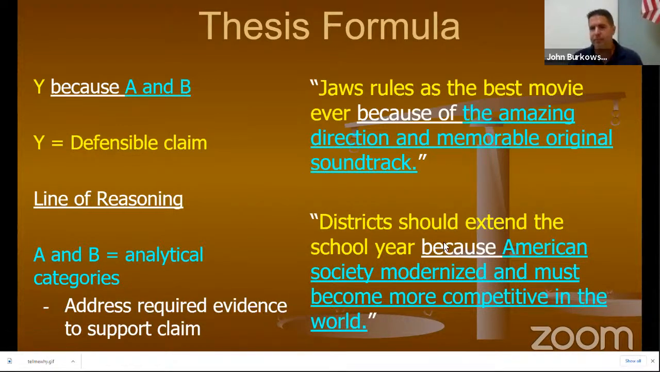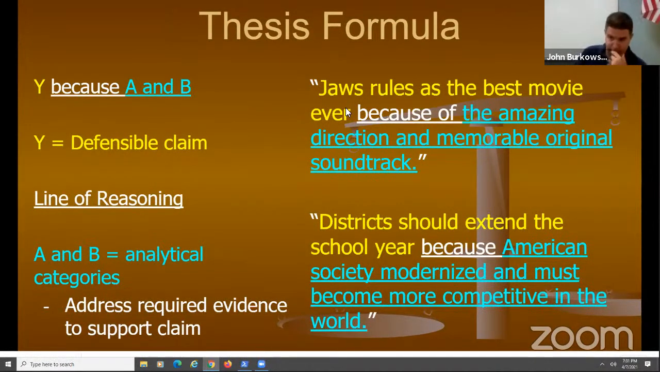All right, for example, and here are some basic examples, just to show you so you can model it. Jaws rules is the best movie ever. That's true. No conceding, Jaws rules. Because, right, of the amazing direction and memorable original soundtrack.